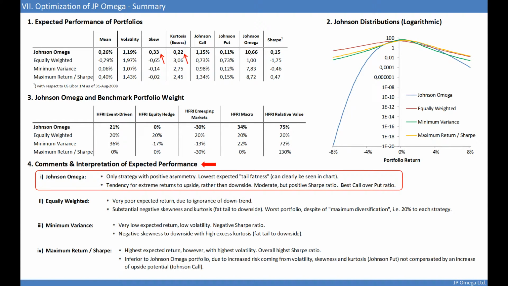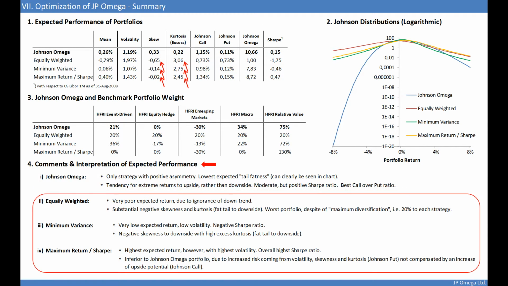Overall, the Johnson Omega portfolio has a clearly better expected upside over downside relationship in the tails. The economic reasoning is that the superior Johnson Omega is achieved through fully exploiting long macro and short emerging market potential, by squeezing the juice out of the data completely and the capacity to process information rigorously. All other portfolios have dangerous fat tails, in all cases with at least a tendency towards the downside.